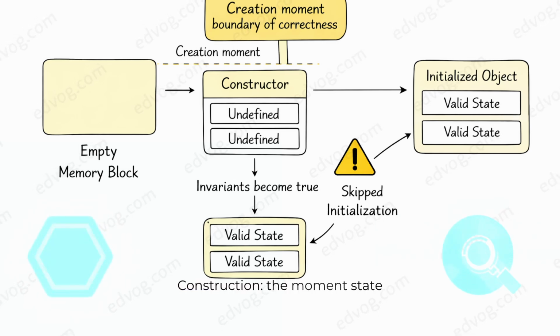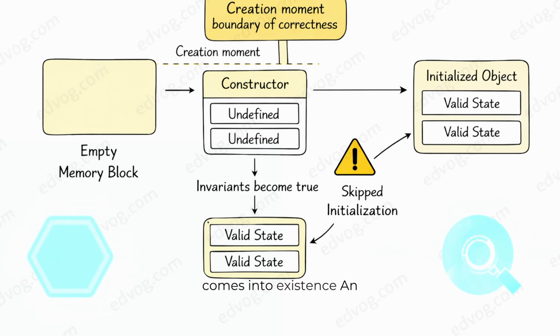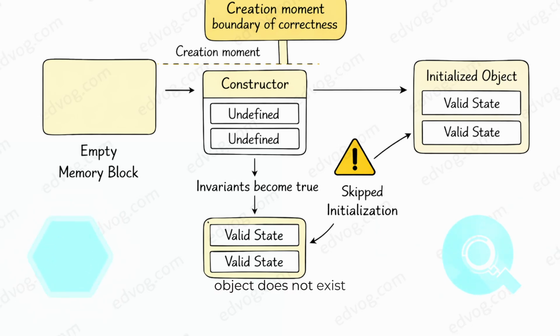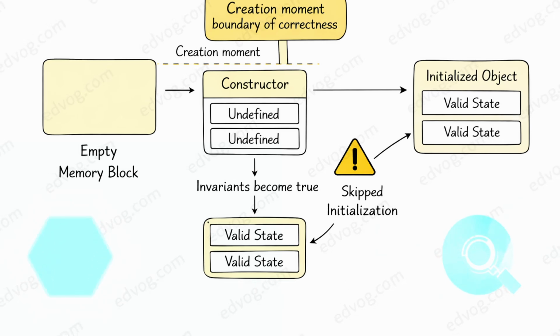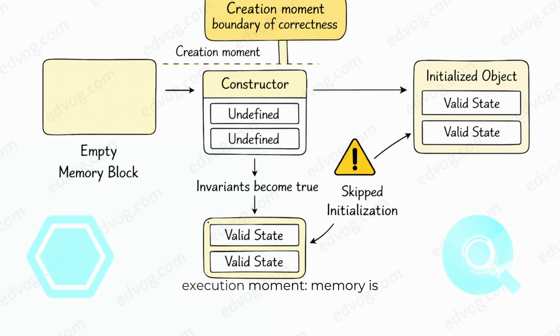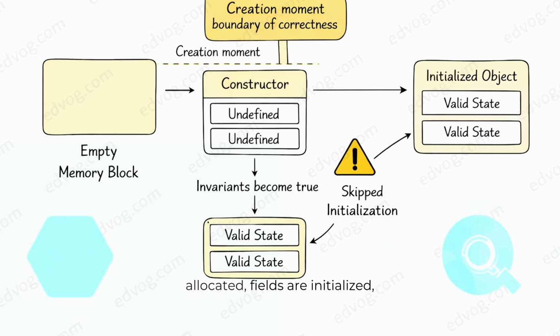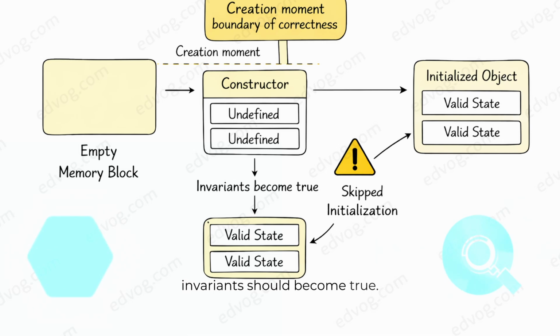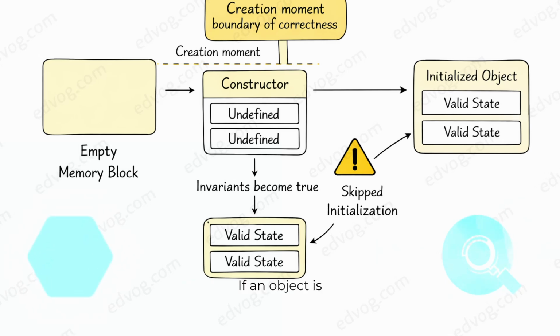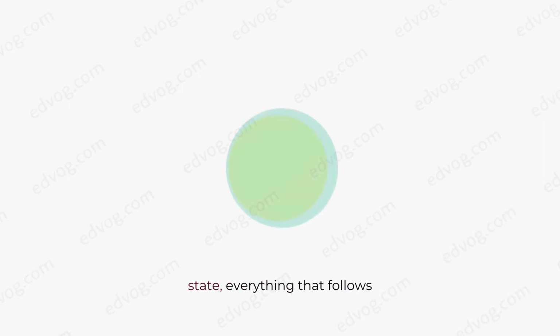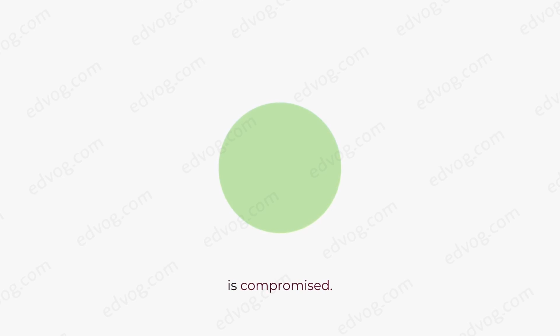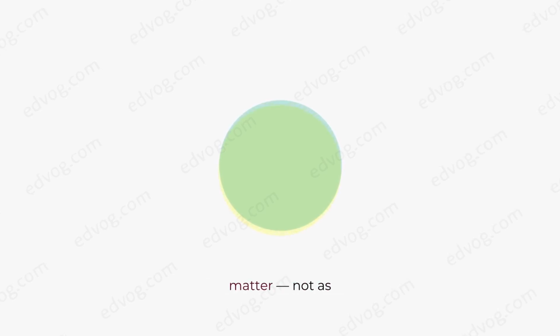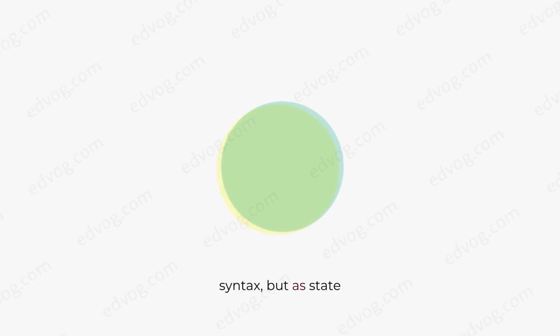Construction, the moment state comes into existence. An object does not exist until it is constructed. Construction is a critical execution moment. Memory is allocated, fields are initialized, invariants should become true. If an object is created in an invalid state, everything that follows is compromised. This is why constructors matter, not as syntax, but as state initialization boundaries.